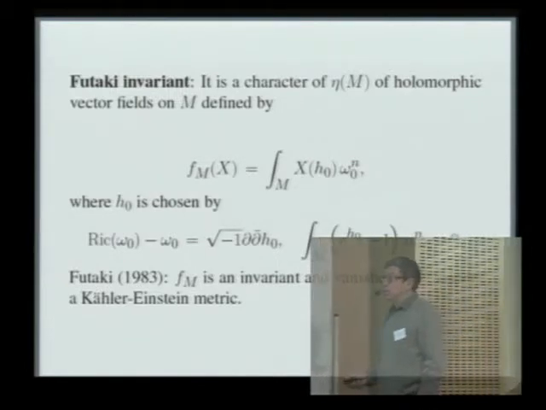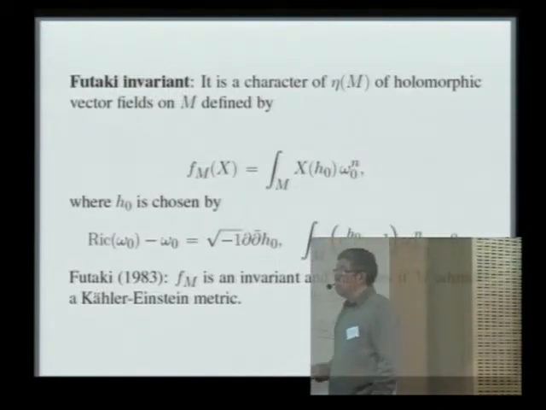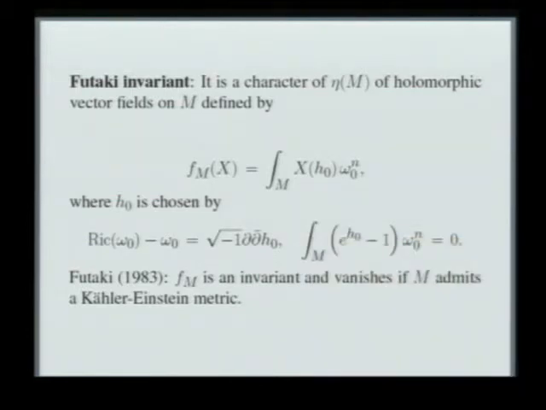What Futaki proved is that this is invariant, namely independent of the choice of omega 0 here. So it vanishes if M admits a Kähler-Einstein metric. It's clear, because if M admits a Kähler-Einstein metric, you can simply choose this omega 0 to be Kähler-Einstein, then h0 is 0 and the integral is 0.